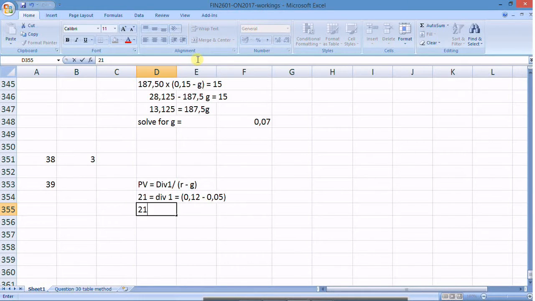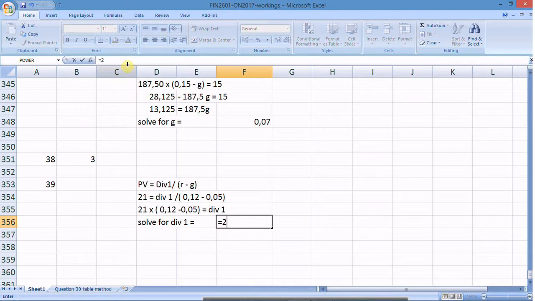Okay, so 21 divide here. There we go. Okay, so let's work it out. Take that across. So it'll be 21 times open brackets 0.12 minus 0.05 close brackets, equals Div 1. Right, solve for Div 1. Div 1 is 21 divided by open brackets, no, times 0.12 minus 0.05, close brackets, there, 1.47.